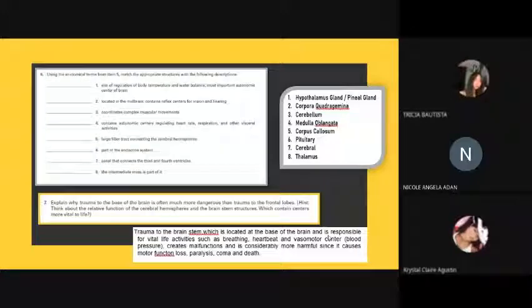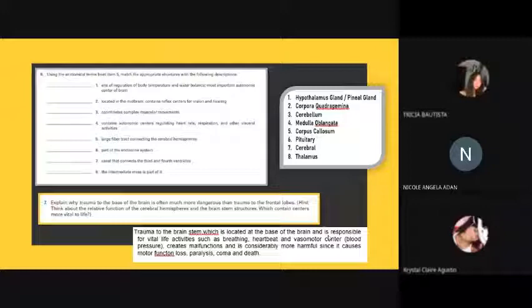And 8, the intermediate mass is part of it. It is the thalamus. And now for 7, explain why trauma to the base of the brain is often much more dangerous than trauma to the frontal lobe. So our hint is to think about the relative function of the cerebral hemispheres and brainstem structures, and which contains centers more vital to life.